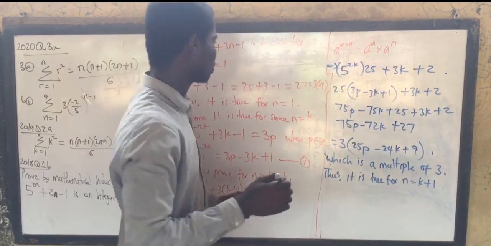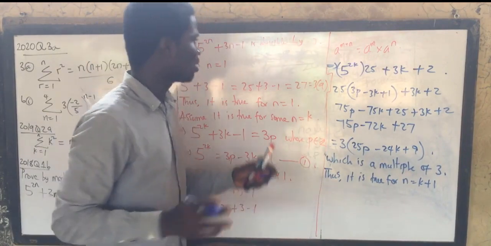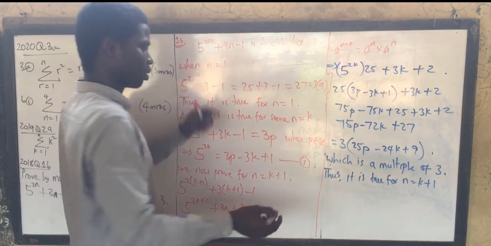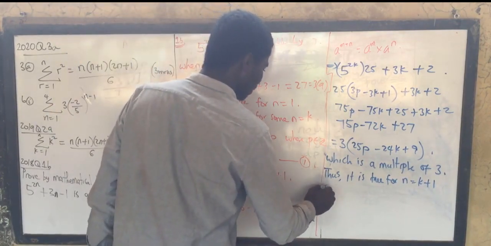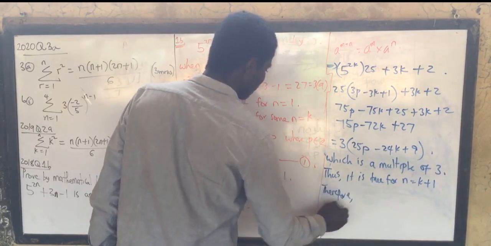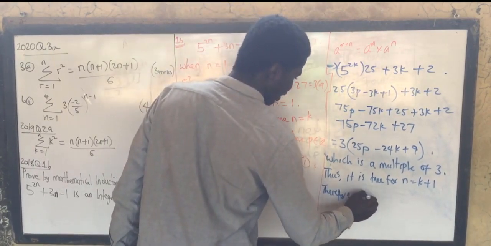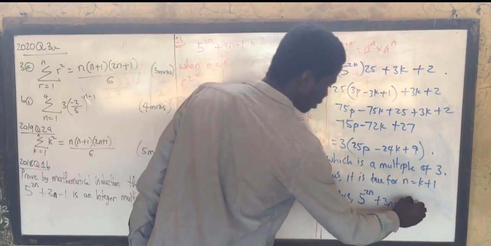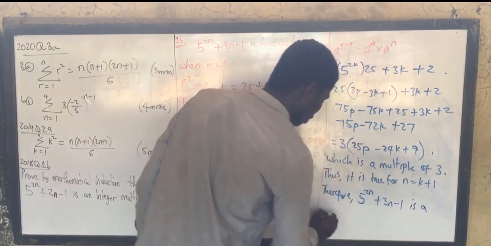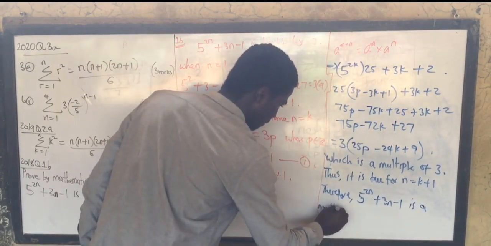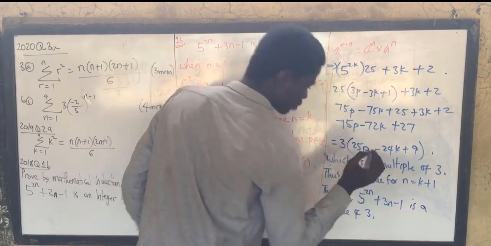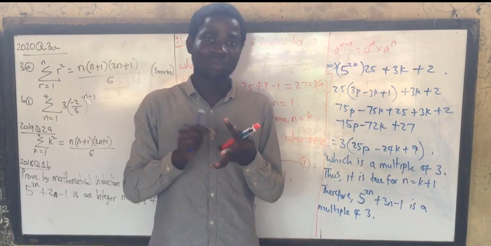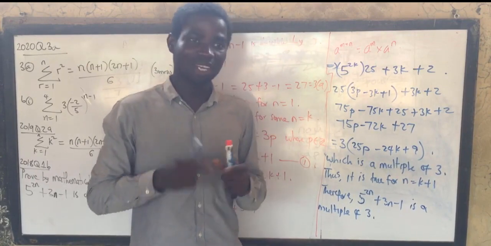That is how to prove math induction. So therefore, at the end of the day, we are done with the proof. So we just write conclusion. Therefore, 5 raised to power 2n plus 3n minus 1 is a multiple of 3. So if this question comes out in your exam, you must get it. Let's wait for the next question. Let me write out the next question.